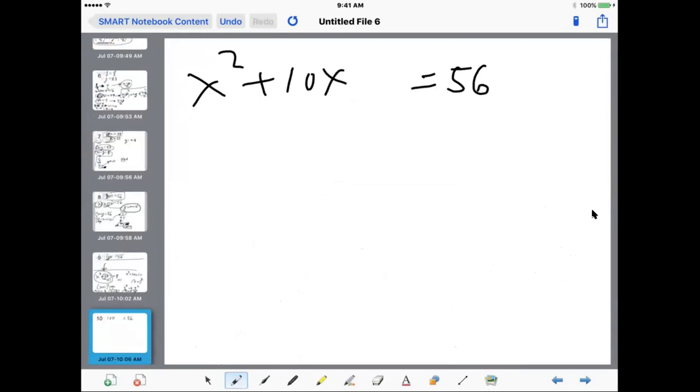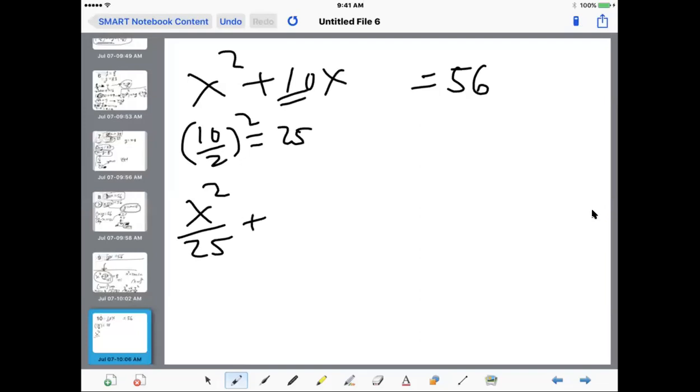If all you have is a hammer, everything looks like a nail to you. So they somehow find a way to utilize the only fact they know. God, I wish this 10 were a 2. So what they do is they take 10 over 2 and square it to become 25. And they divide everything by 25.